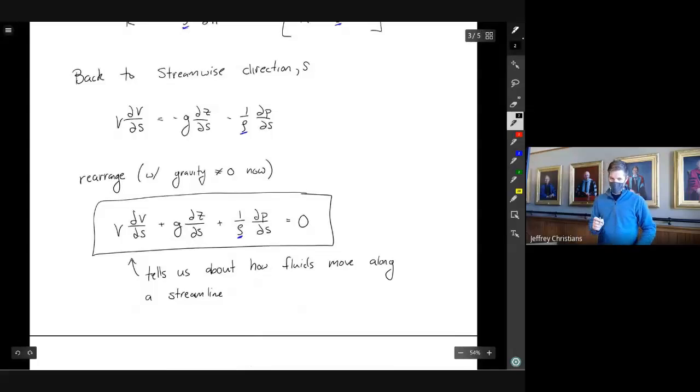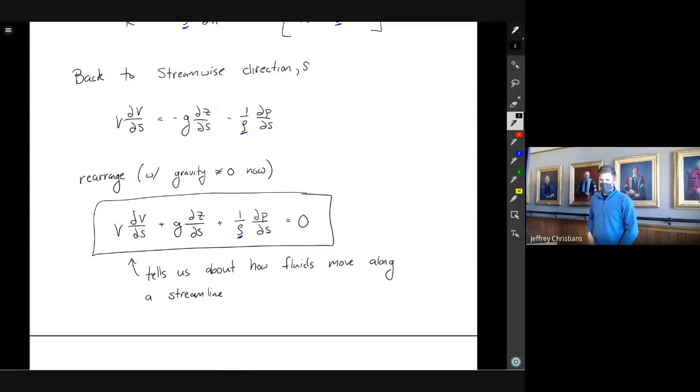Yeah, so this equation, we'll unpack this and we'll get it into a happier form next time. But the cool thing about this is it's going to tell us how fluids move along a streamline. There's going to be a balance between these three terms, a velocity related term, a height related term, and a pressure related term. And these things are all going to have to balance as our fluid moves along streamlines. So if one goes up, the other goes down. If one goes down, the others have to go up to balance it out.